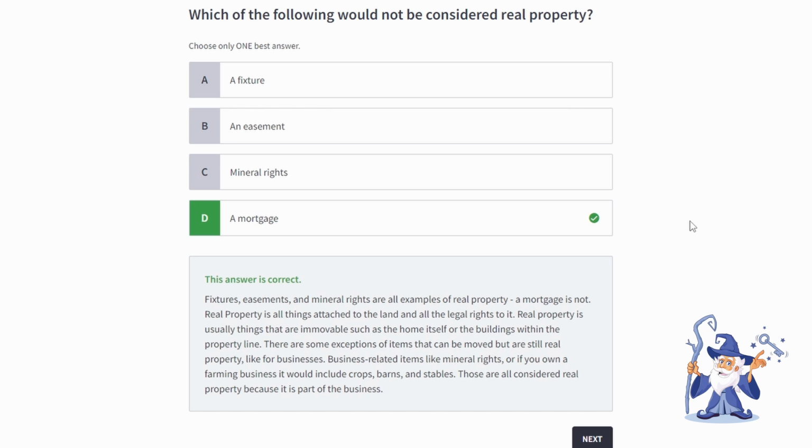But there are exceptions, things that can be moved. But like stuff for businesses, business related items, or like mineral rights. Mineral rights are like underneath the ground. They technically can be moved. But again, that would be an example of real property. Yeah, but a mortgage would not.